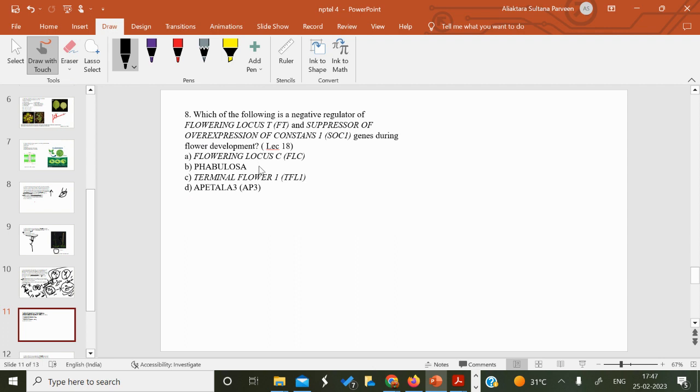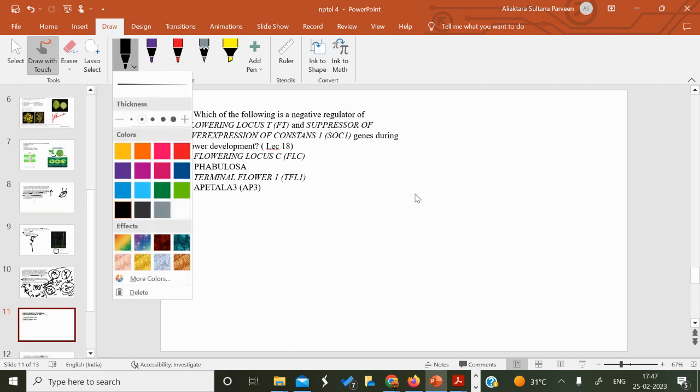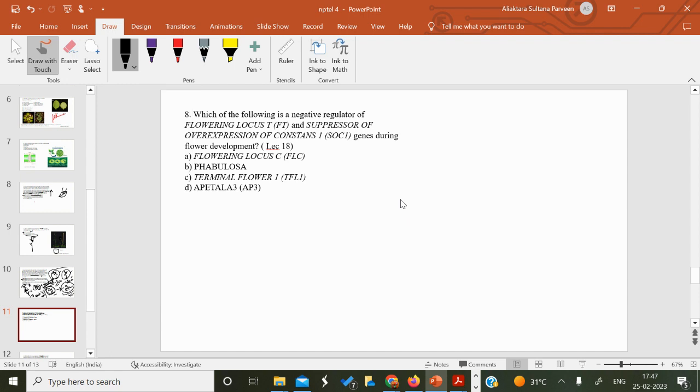Okay. So let's see this question. Which of the following is a negative regulator of flowering locus T and suppressor of overexpression of constans 1 genes during flower development? So here something will come known as FLC. Have you heard of FLC? This one, flowering locus C.